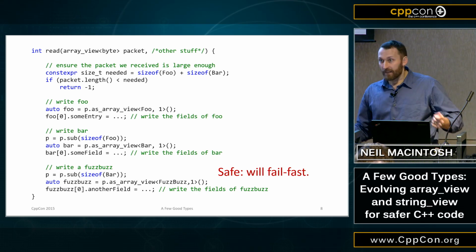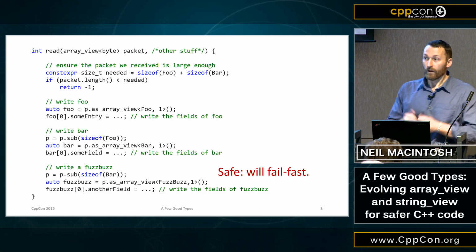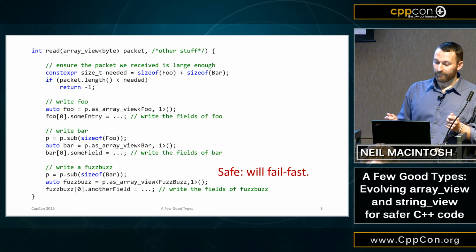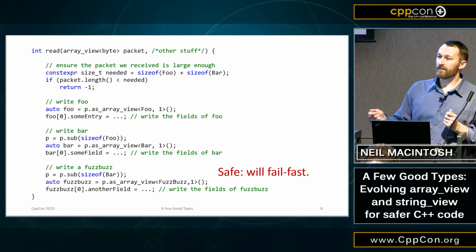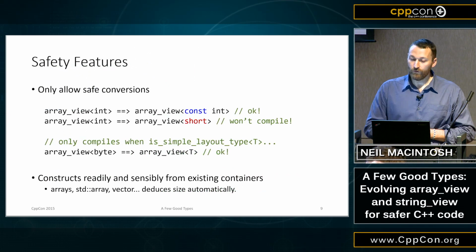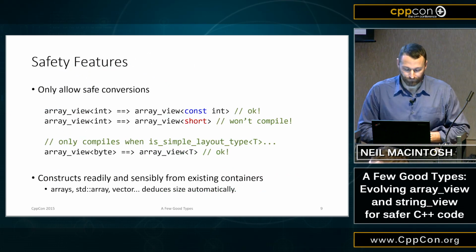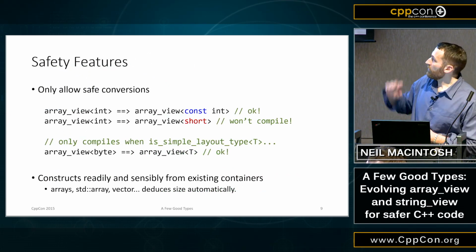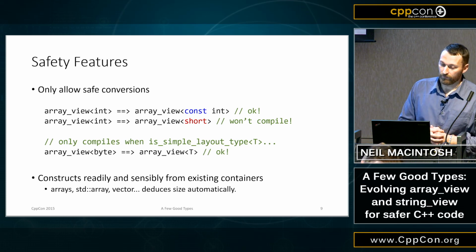Because if your fuzz buzz doesn't have room, well, you're not going to get back that array view. You can't get the as array view fuzz buzz to work. It'll compile, but it'll blow up because it does a range check on the number of bytes. So we improved the code. Let's talk about some of these safety features of array view for a moment.